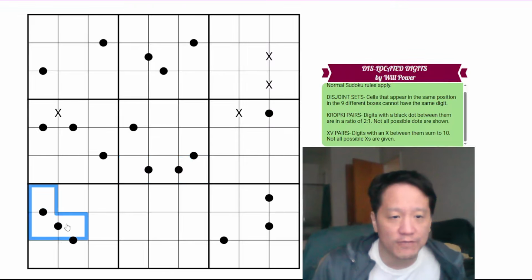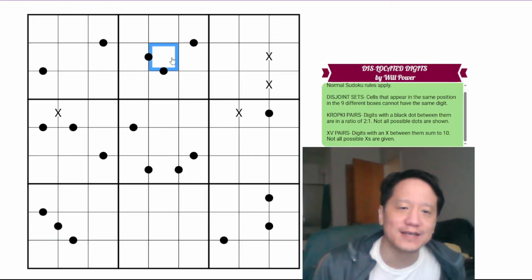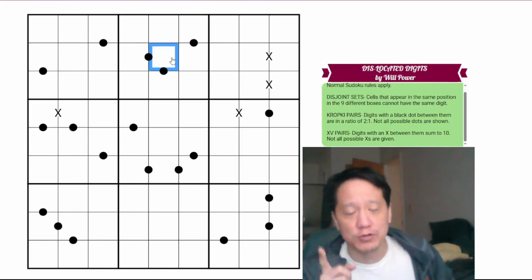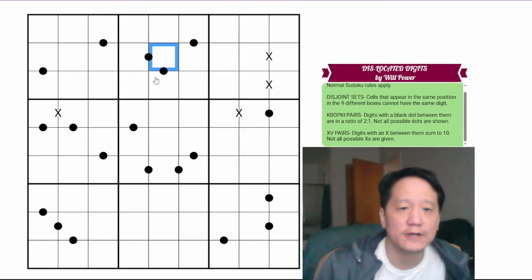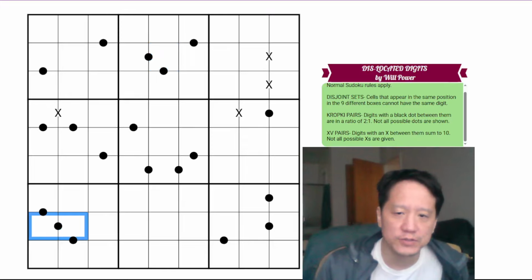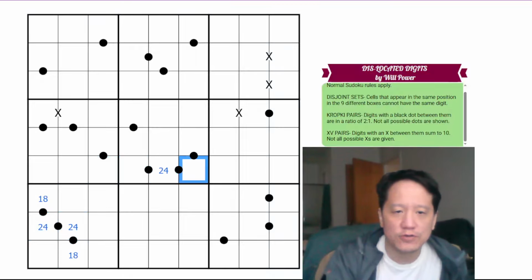So anytime you have a cell that is in a 1 to 2 ratio with 2 unique digits, it has to be a 2 or 4. So this must be 2 or 4. That's in a 1 to 2 ratio with 1 and 8 here, 1 and 8 here. This is 2 or 4, 2 or 4, 1 and 8.